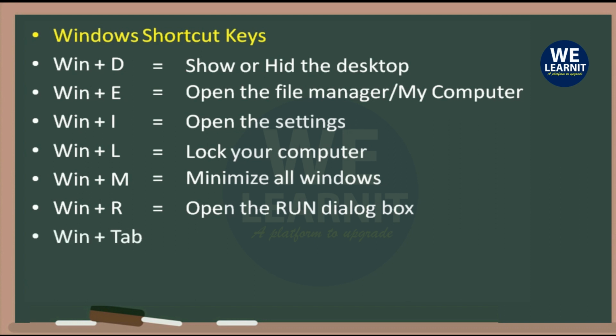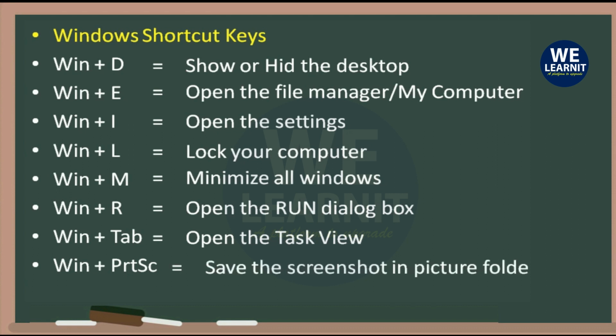And then Windows tab, it will open the task view. And then Windows plus print screen key, through which we can save the screenshot directly into the picture folder. So by pressing Windows print screen key together, we can directly take a screenshot and it will get automatically saved into the picture folder.